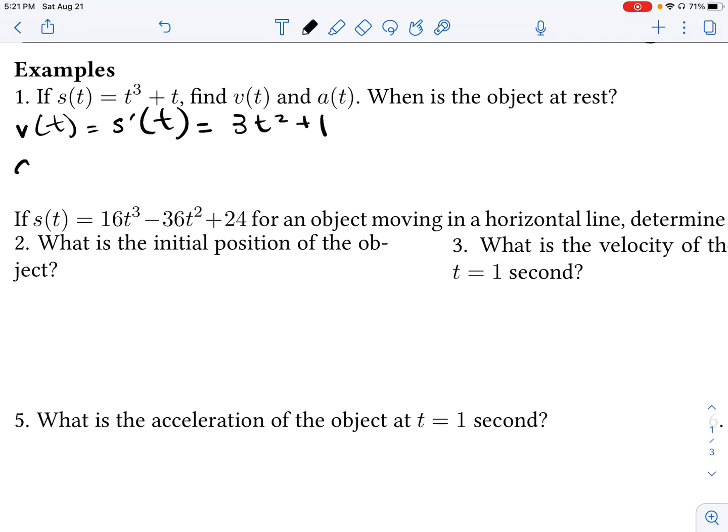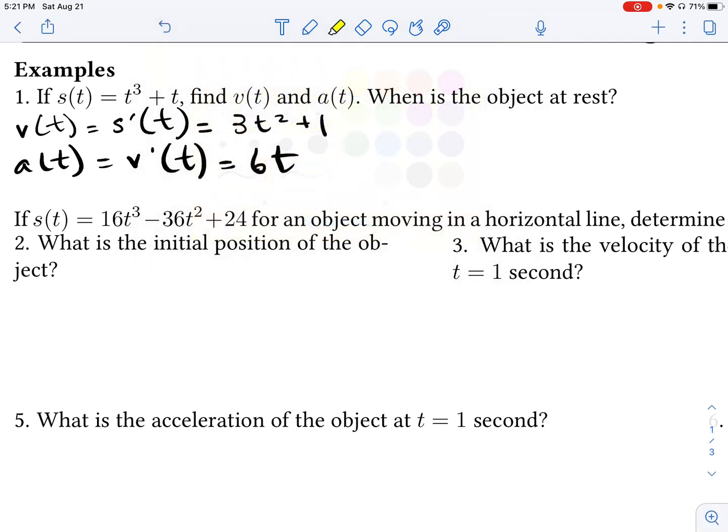Now, what is the acceleration function? The acceleration function is the derivative of our velocity function. So I'm now going to take the derivative of our velocity function, which again, using the power rule, is simply 6t.